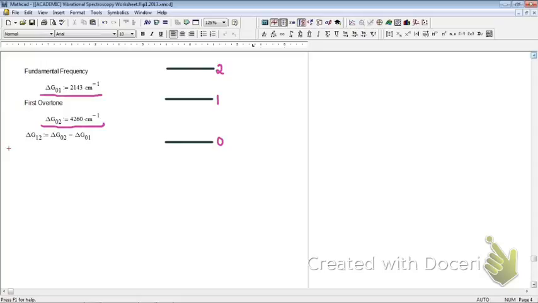So here we have the representative energy levels just to show you exactly what these frequencies correspond to. The 0 to 1 is 2143 wave numbers. The 0 to 2 is 4260 wave numbers. And then if we take the difference between these, 0 to 2 and 0 to 1, we get the difference between the 1 and 2 levels.